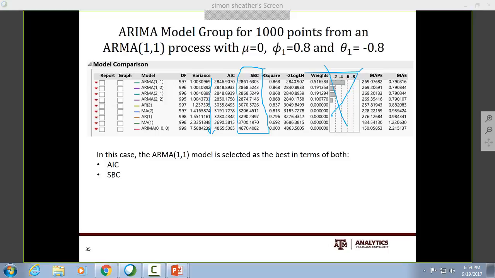The AIC order is the same as the SBC order. But the ARMA 1,1 model is selected as best. So this is really good. If we use the ARIMA model group, we select the correct model, ARMA 1,1. If we use ESACF, the extended sample autocorrelation function, it says we're going to choose the best model, ARMA 1,1. If we use the scan statistic, it says the best model is ARMA 1,1. So it's really not that surprising that we do well here because we generated the data from a pure ARMA 1,1 process. Okay?